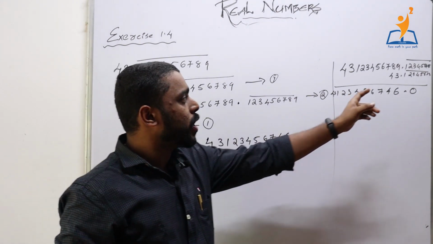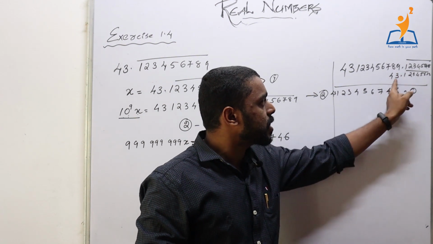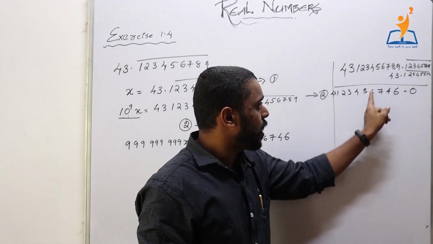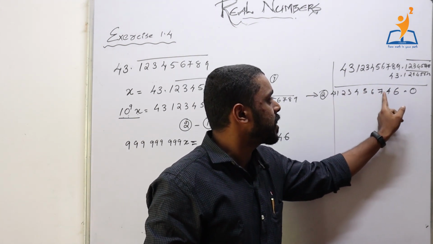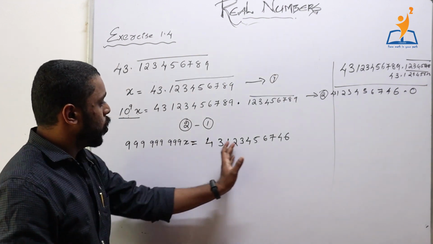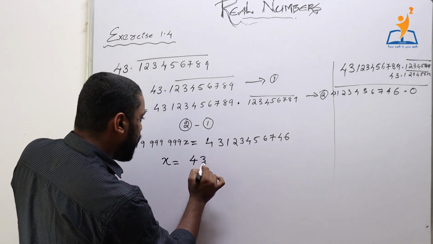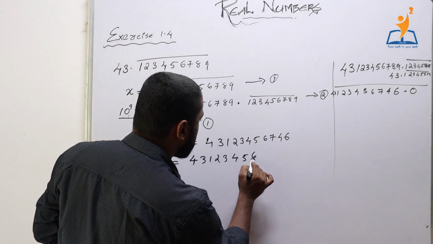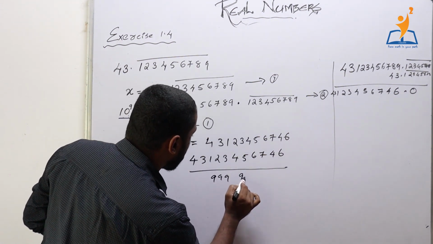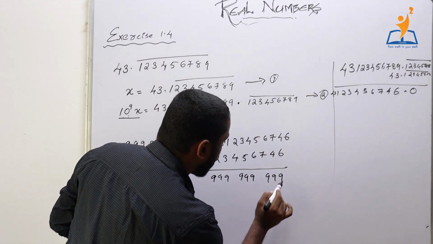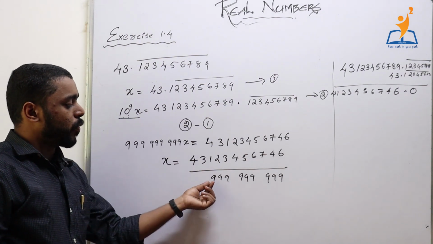When we subtracted, look into the subtraction. This minus this will be 0, 9 minus 3 will be 6, 8 minus 4 will be 4, and the rest of the digits will just transfer easily, and we get 4, 3, 1, 2, 3, 4, 5, 6, 7, 4, 6.0. So we will get it like this. Therefore, x is equal to 431234567460 divided by 999. Clear?